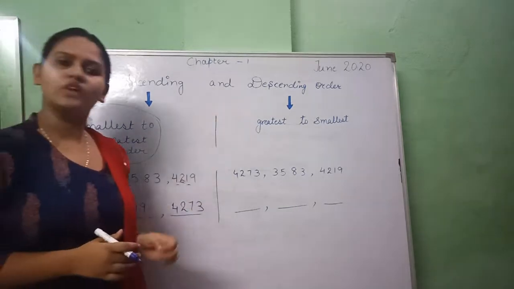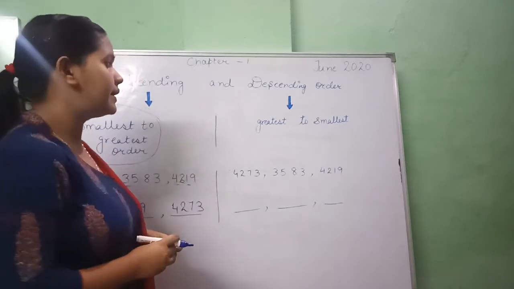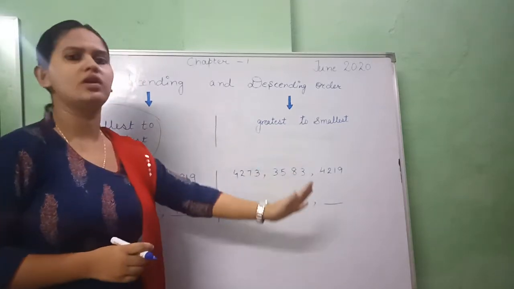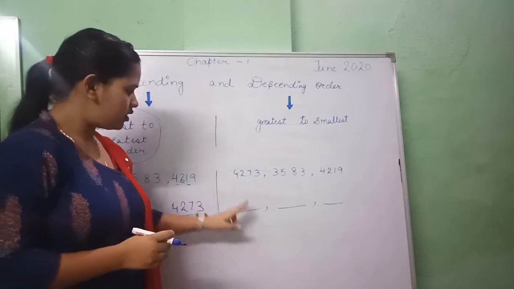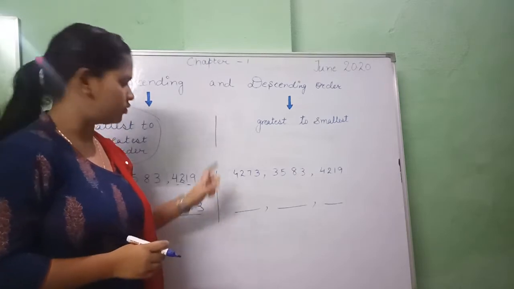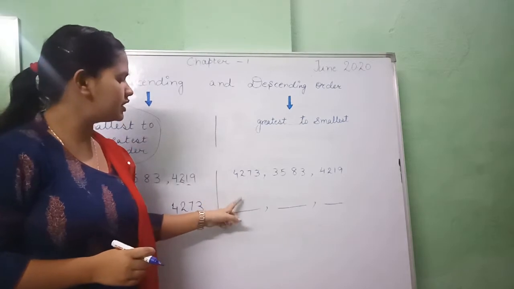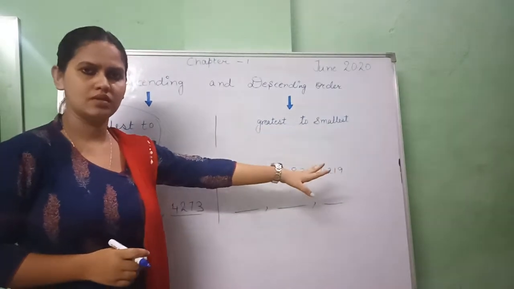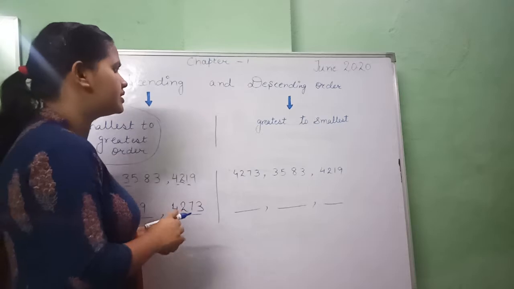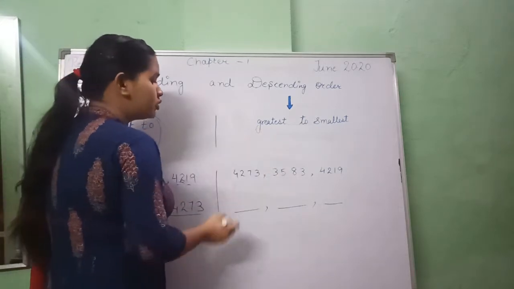Now come to descending order. In this order we compare from the greatest to smallest, right? Firstly we will take here the greatest one. We will find it from these numbers, and we will take them in the order of greatest to smallest, right? Hope you all got my words. So come to the greatest one.